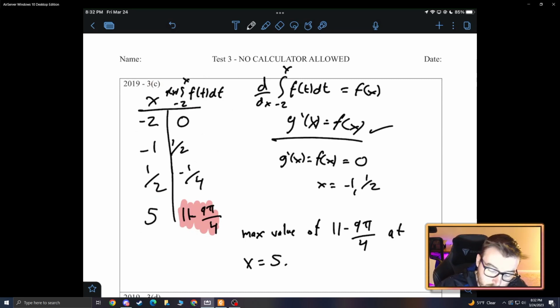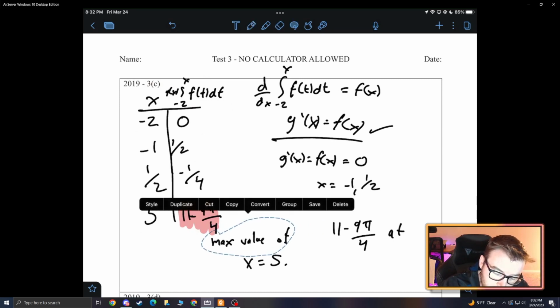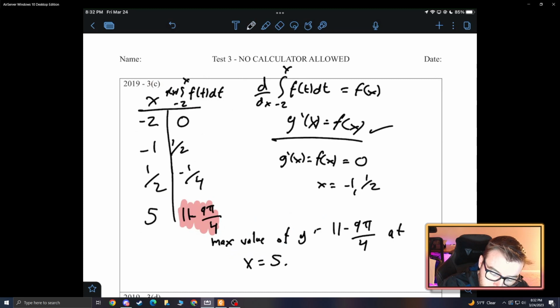Max value, yeah, I think that's fine. Yeah, maximum value. I guess we could say of g. Maybe that's better. Max value of g is 11 minus 9 pi over 4 at x equals 5.